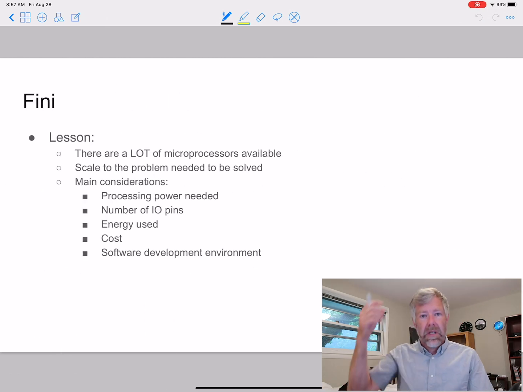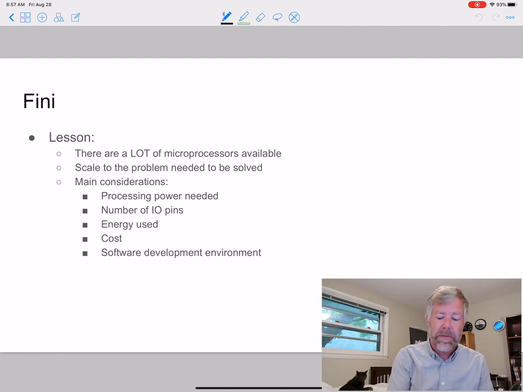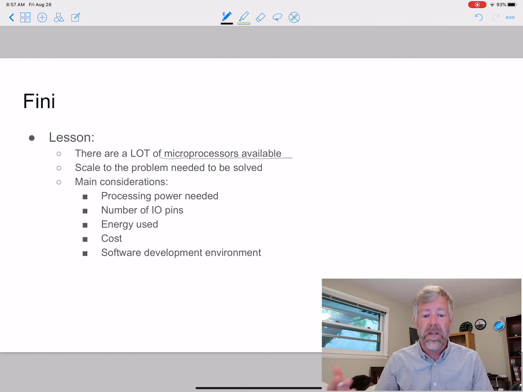All right, so what we talked about today was that there are lots and lots of microprocessors available, and basically you can scale the type of microprocessor that you want to use to the problem that you need to solve. So for this class, we're going to do a few inputs and a few outputs, and so we don't need a really heavy-duty processor. We don't need a $200 ARM Cortex whatever processor. We just need a very simple thing like an Arduino.